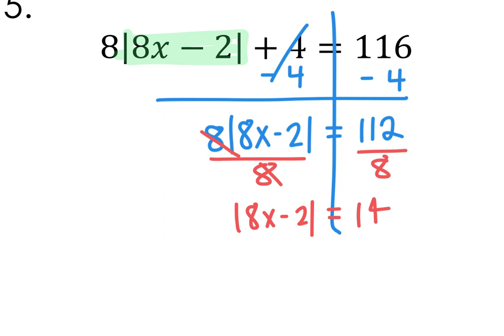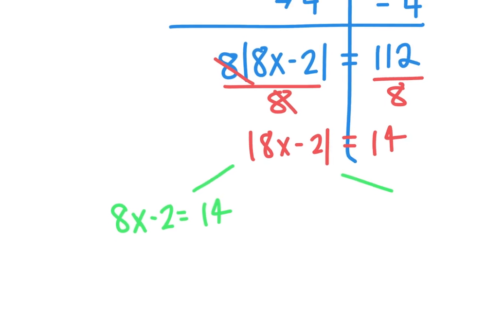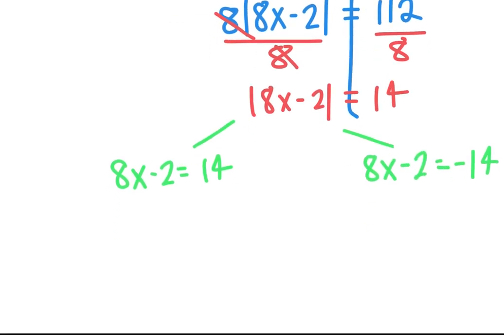Perfect. So this absolute value is equal to a positive number. That tells me there's going to be two solutions. So I'm going to break it apart just like we did before, and I'm going to find those two solutions. I'm going to get 8x minus 2 is equal to the positive 14, and 8x minus 2 is equal to negative 14. Now we just have these two easy equations to solve.